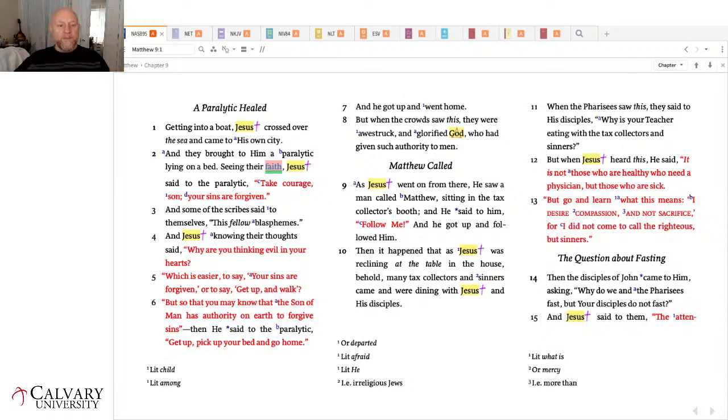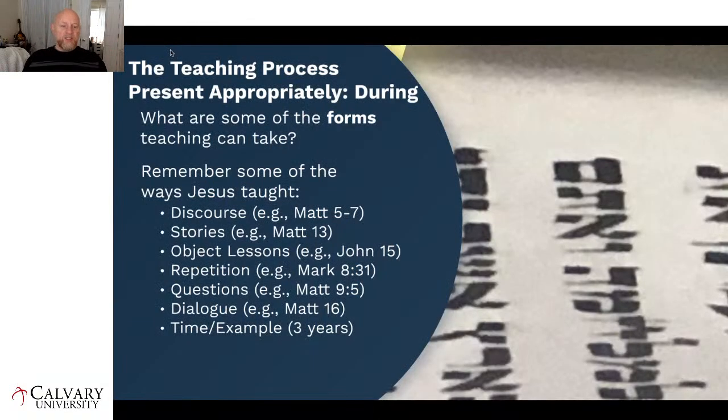And that's not even the most beautiful thing here. Is that he simply, in a very decisive way, a very creative way, by asking this question, demonstrates his own wisdom and greatness. Which is easier to say, your sins are forgiven, or to say, get up and walk? And literally, I believe that they didn't know what to say. We would probably want to use questions differently. We'd want to engage people in conversation. But it's just one example of how Jesus used questions to teach, and boy, did he get his point across.